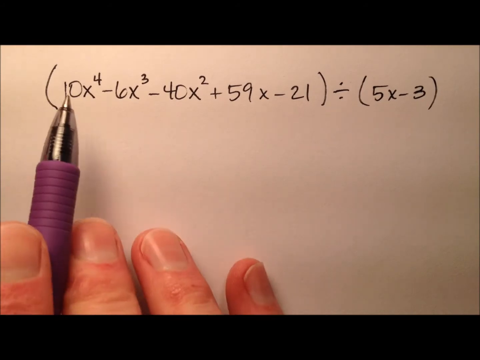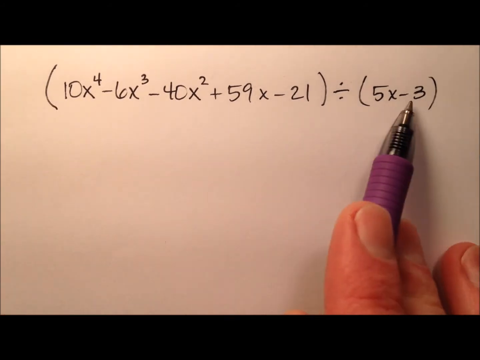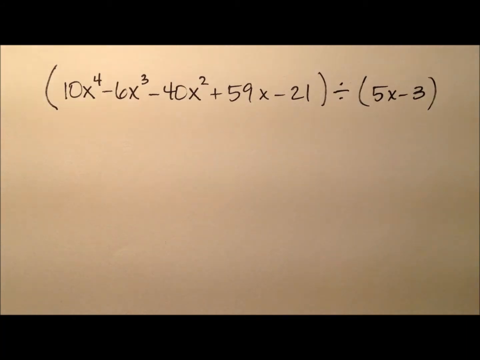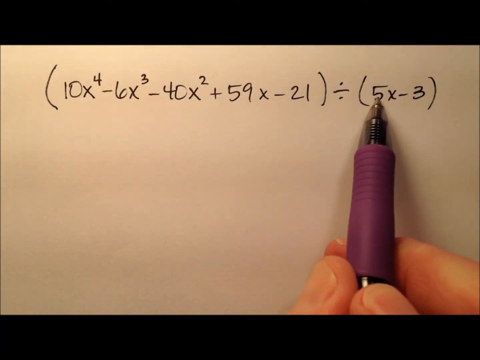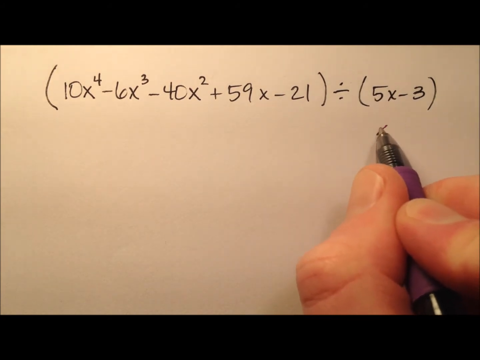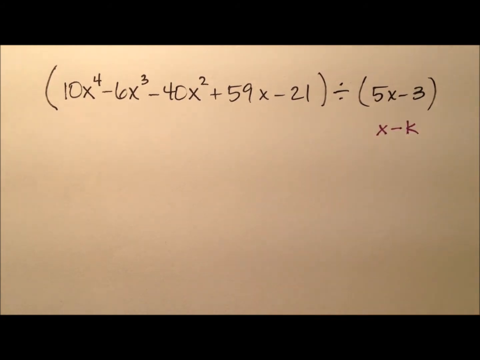In this example, I'm going to take this polynomial and divide it by this linear binomial, and I'm going to do so using synthetic division. Well, you might be asking, but we have a 5 in front here. Is that okay to do? Well, remember our divisor needs to be in the form x minus k.